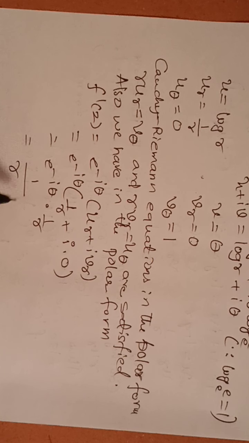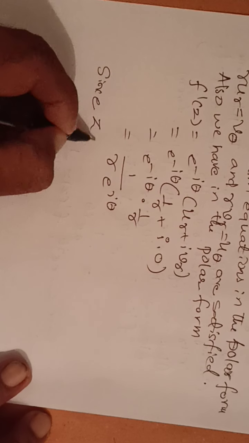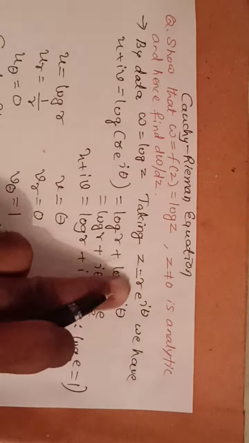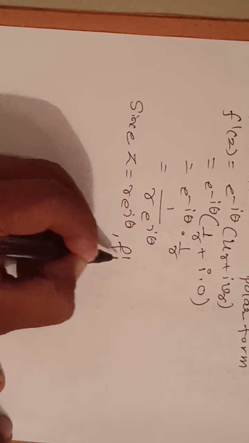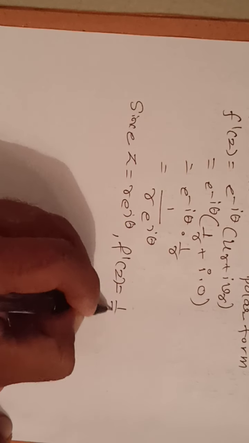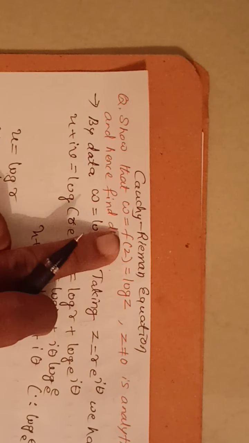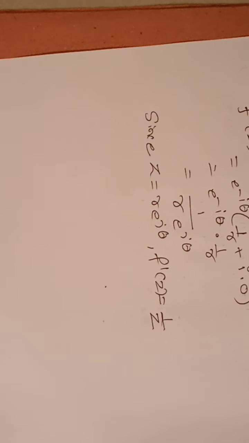So we can write 1 upon r, shift this negative sign, so shift this to the denominator. The minus becomes plus, e raised to i theta. Since z is equal to r into e raised to i theta, we have taken r into e raised to i theta in polar form. So f dash of z is equal to nothing but 1 upon z, so we have proved. So f of z is equal to log z, f dash of z is equal to 1 by z. This is the required solution for this type of problem.